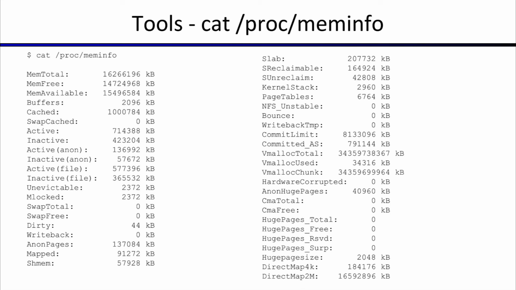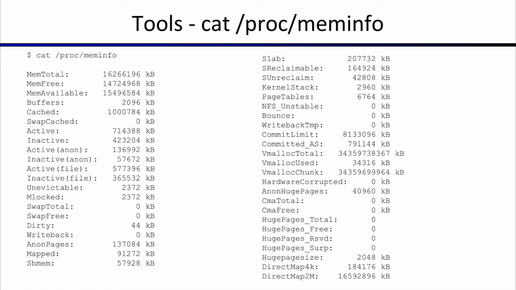Then kernel stack, page tables, these are all the page tables we have talked about for memory management, and it tells you that about 6.7 megabytes is being used for page tables here. They pretty much map the virtual to the physical memory.